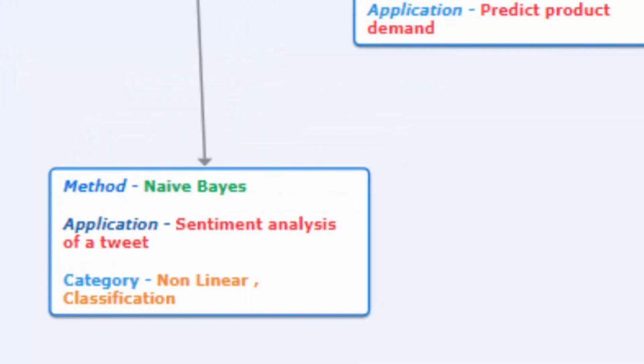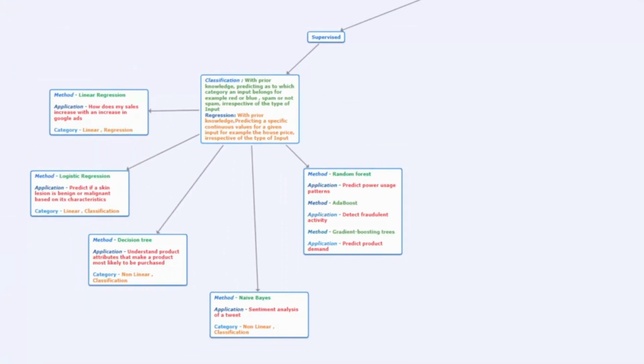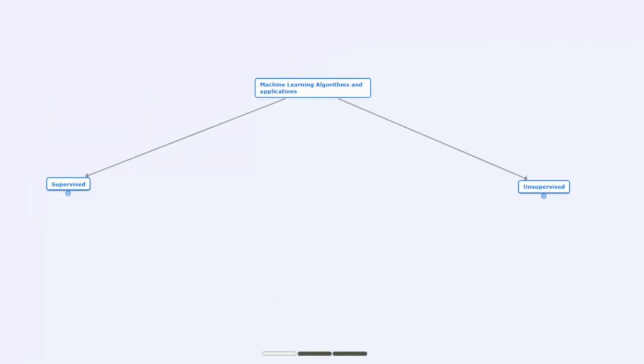Some other examples are the random forest algorithm. This is also a decision tree algorithm, but it has some extra layers added to it. So this one makes multiple decision trees and takes the best out of them to predict the output. For example, applications are predicting power usage patterns, predicting call volume patterns, and so on. In a similar bucket are AdaBoost, another variation of decision trees, and then gradient boosting trees, another variation of decision trees. So there are many algorithms which can be used to solve your specific problem.